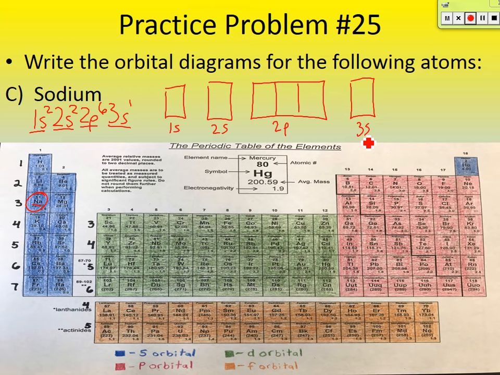Okay, the Aufbau rule says you start from the lowest energy level first. Pauli exclusion says they have to have opposite spin, so we're going to put a down arrow. Okay? Then we move up to the second energy level, opposite spin. Okay, now watch as I fill the 2p orbitals.